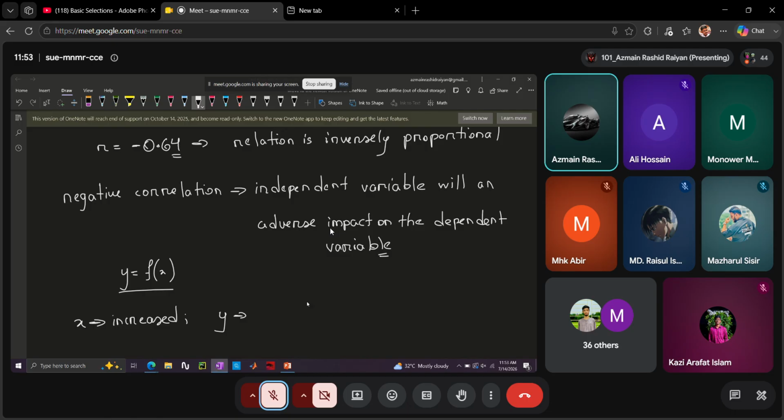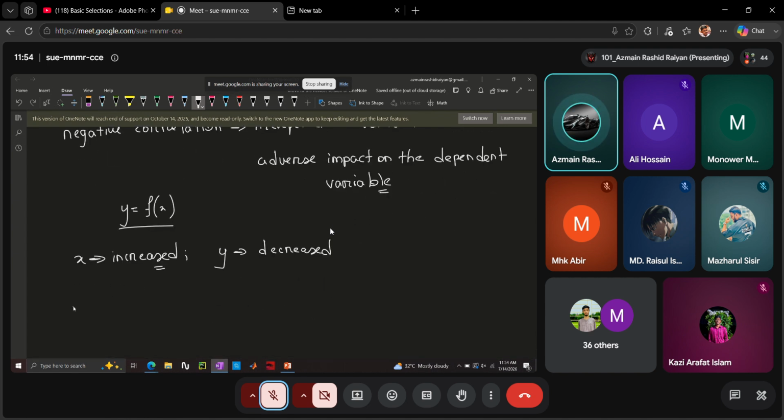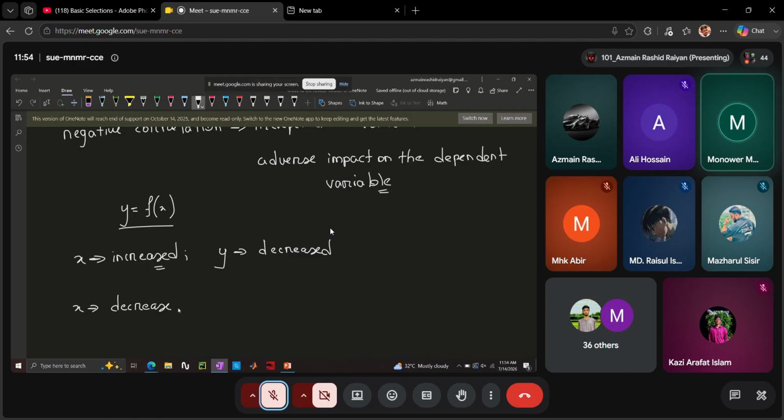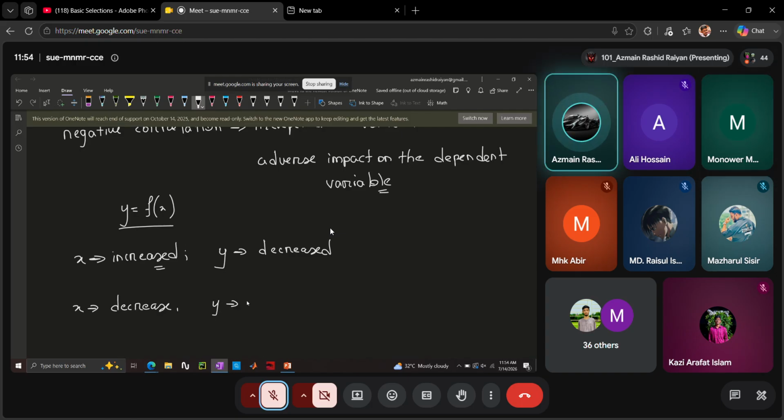Decrease, sir. Yes, it will decrease. As I have mentioned earlier, as it indicates an inverse proportionality, that means if my x value increases, then the y value will be decreased. And just the vice versa. If I decrease the x value, the y value would be increased.